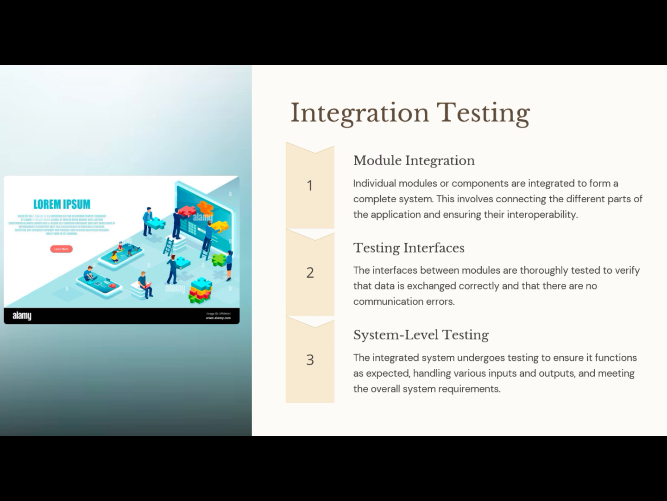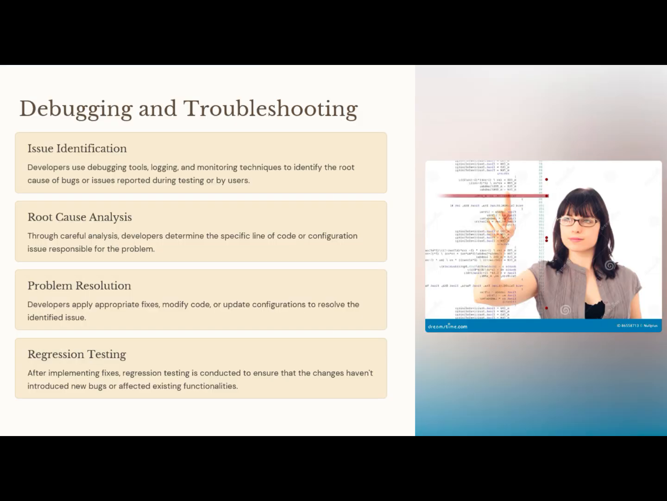Second, testing interfaces. The interfaces between modules are thoroughly tested to verify the data is exchanged correctly and there are no communication errors. Third, system level testing. The integrated system undergoes testing to ensure it functions as expected, handling various inputs and outputs and meeting the overall system requirements.